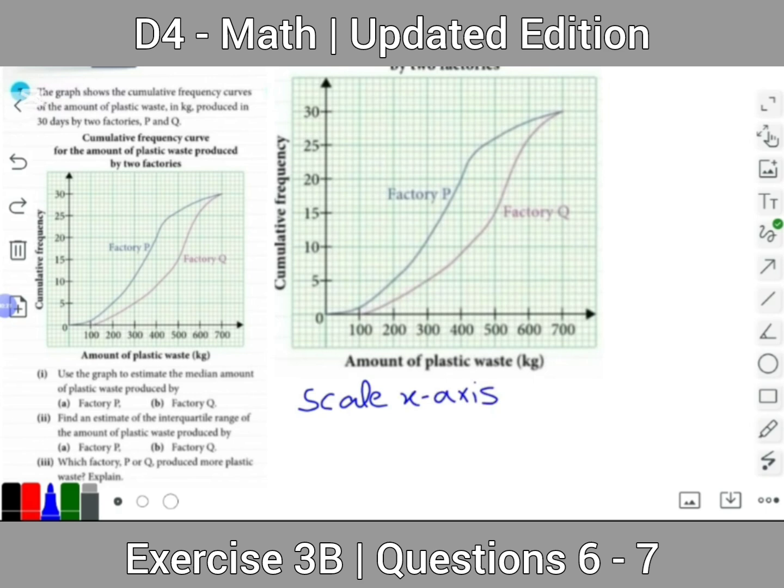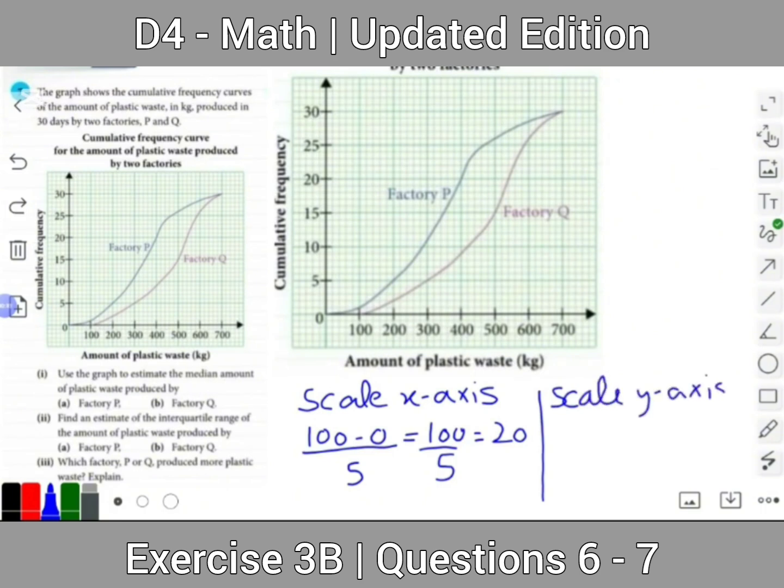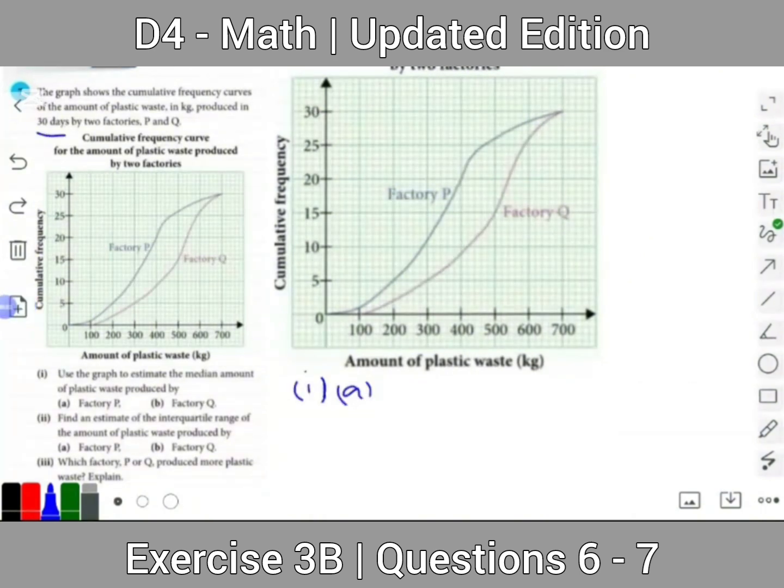We have 100 minus 0 divided by the number of squares between these 2 points, and that is 5. So 100 divided by 5 is equals to 20. So each square unit along x-axis is equals to 20. Now scale along y-axis. We have the value 5 minus 0 divided by the number of total squares between these 2 points, and that is 5. 5 over 5 gives us 1. So each square unit along y-axis equals to 1. Since here we have total frequency n is equals to 30.